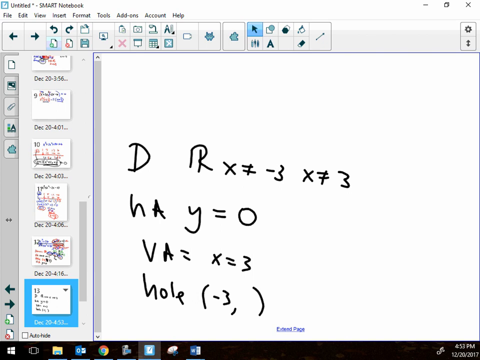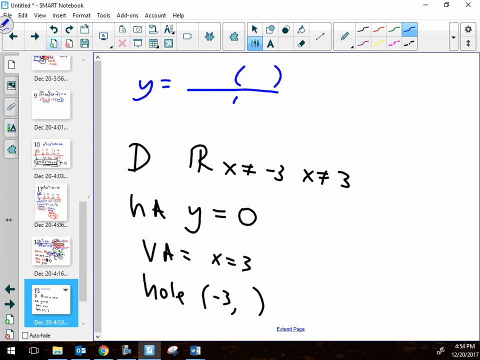But you could now make me a function that has to have all these things. Probably have some stuff on the bottom like this, maybe some stuff on the top too. Some things will cancel. All right, I'd like you to tell me what the original problem would have been that would have had these results. This kind of domain, this kind of horizontal, vertical, and hole. I'm going to pause for a second while you give that one a try.